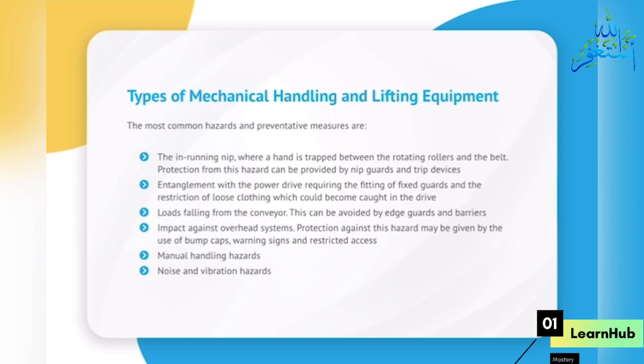Entanglement with the power drive, requiring the fitting of fixed guards and the restriction of loose clothing which could become caught in the drive. Loads falling from the conveyor. This can be avoided by edge guards and barriers. Impact against overhead systems. Protection against this hazard may be given by the use of bump caps, warning signs and restricted access. Manual handling hazards. Noise and vibration hazards.